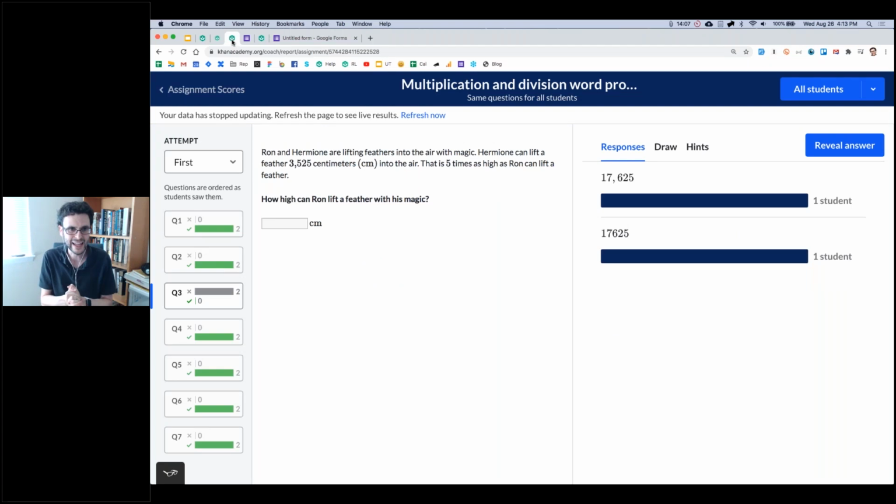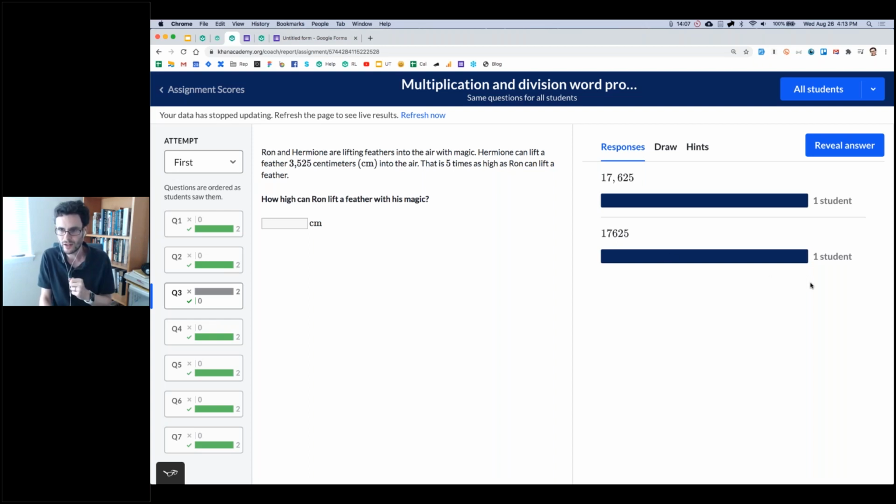Okay, that being said, let's talk about this question a little bit, class. It's definitely tricky because we're studying multiplication and division word problems at the same time. And you can easily see it going one way or the other, especially because it uses the word 5 times, which sounds kind of like multiplication. But the key thing here is we're saying that actually Hermione is lifting hers higher than Ron is. And if hers is higher, this has got to be a division problem, because we've got to figure out how much less Ron can lift his feather with his magic. So the division folks are right on in this case.